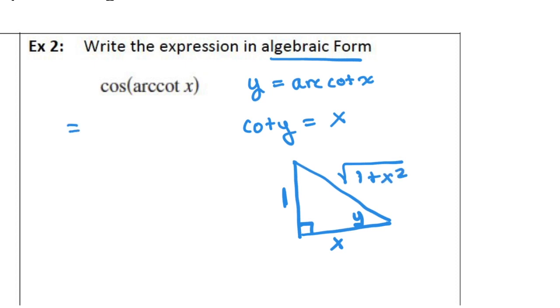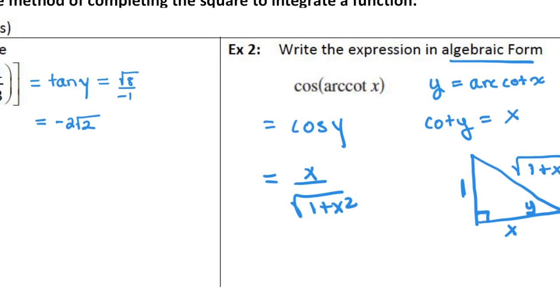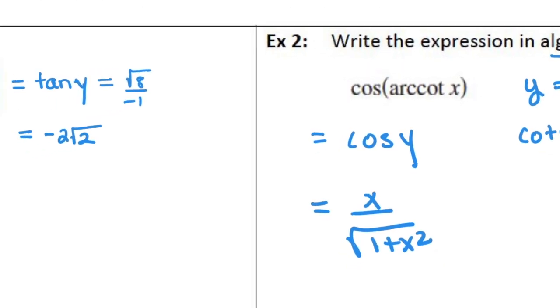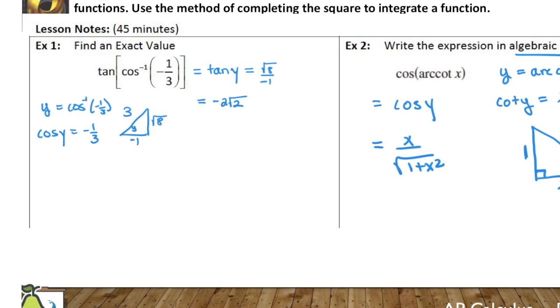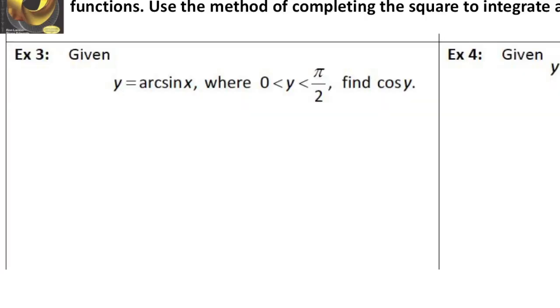If I go back to my original problem and rewrite this as the cosine of y, using my triangle, this is going to be equal to the adjacent, which is x, divided by the hypotenuse, which is the square root of 1 plus x squared. As you can see, we can take these complex expressions, which are combinations of arc problems and non-arc problems, and simplify them so that we might be able to use them in multiple ways.